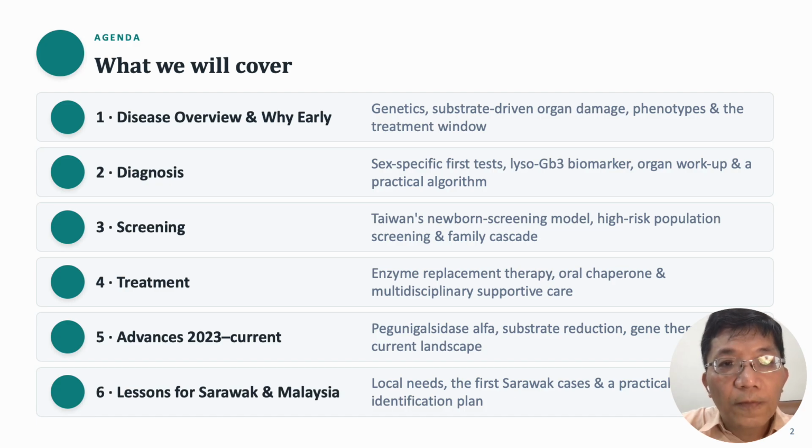Here is the roadmap for the hour. We begin with why early identification matters, the biology that makes Fabry a cumulative substrate-driven disease with a treatable window. Second, how to diagnose, how to screen, and how to treat, and how many advances in these 3 areas, and lessons for Sarawak and Malaysia.